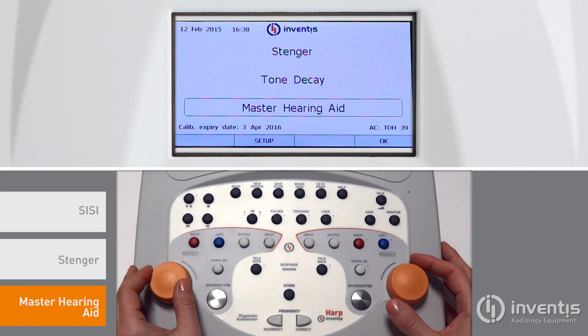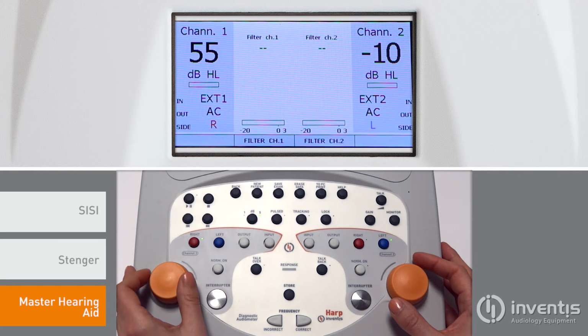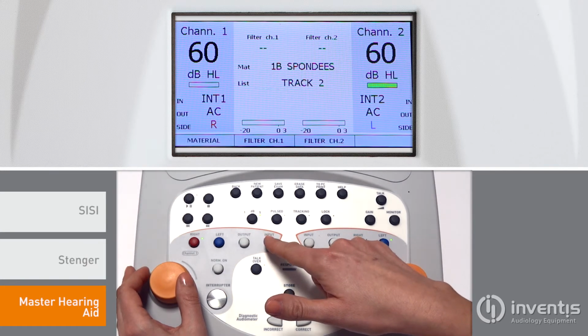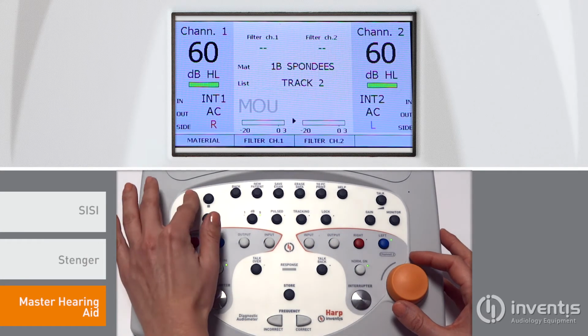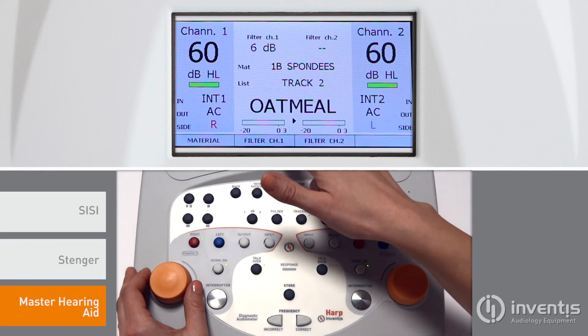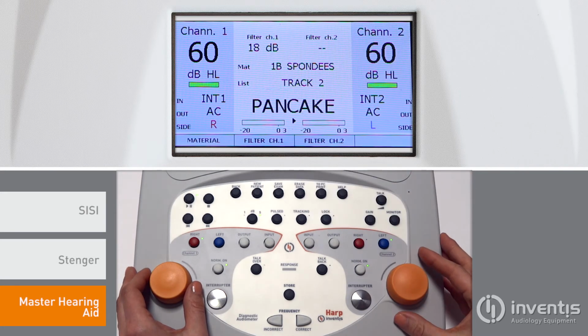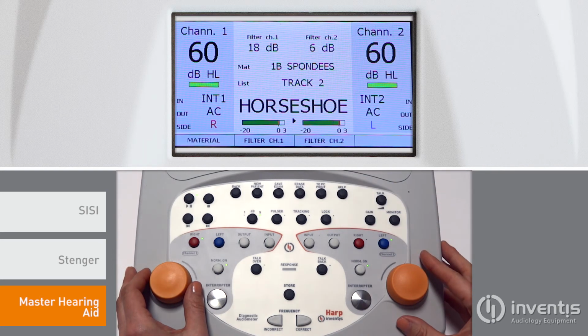The master hearing aid test can be used to assist the selection of hearing aid for patients with impaired hearing. With the master hearing aid test, the audiometer can simulate the use of a hearing aid by filtering the speech signal sent to the patient, making possible the verification of any improvement in speech recognition. Various different filters can be selected and activated independently for each channel.